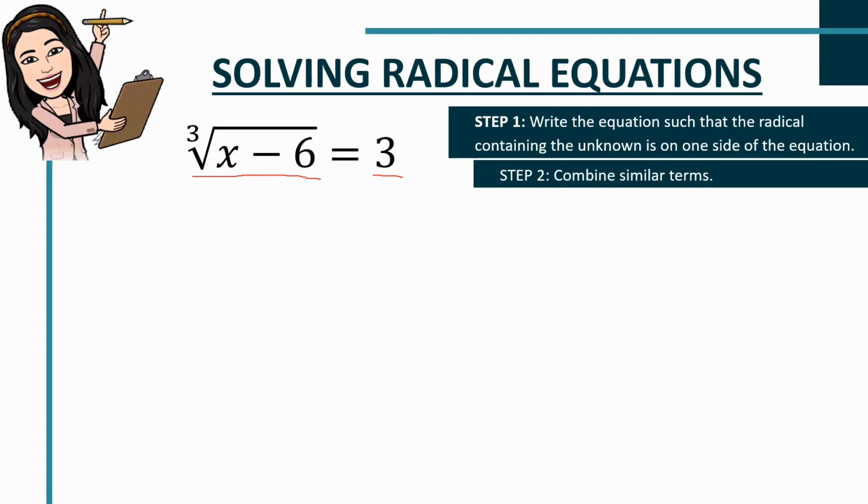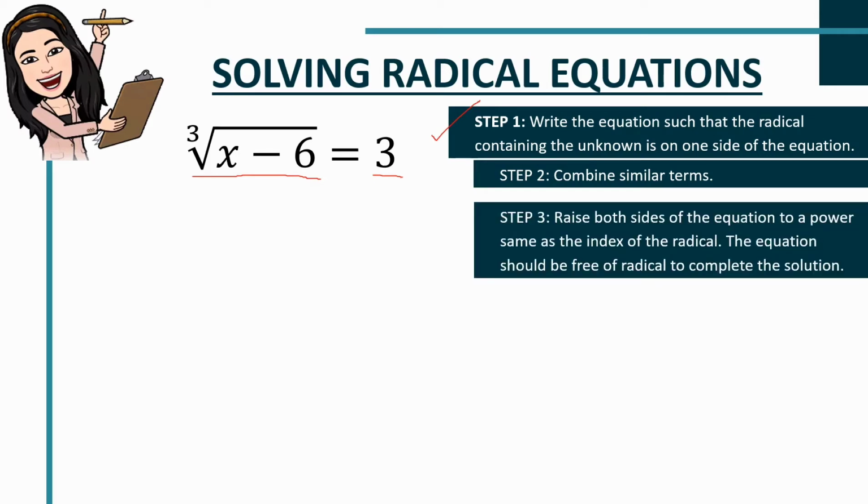So therefore, nakahiwalay na sila. Separated na or isolated na yung ating radical expression. So ibig sabihin, we are done with the step number 1. Let us proceed with the step number 2. Combine similar terms. May similar terms ba? Wala po, since we only have two terms in our given. So, okay na ulit tayo dito sa step number 2.